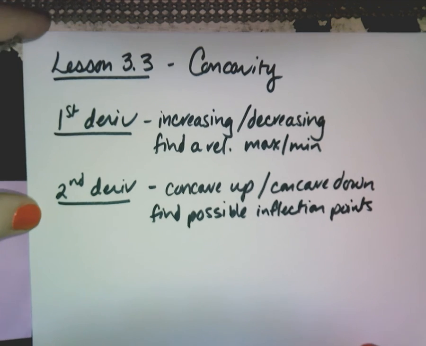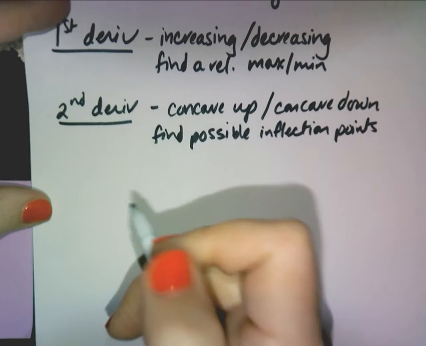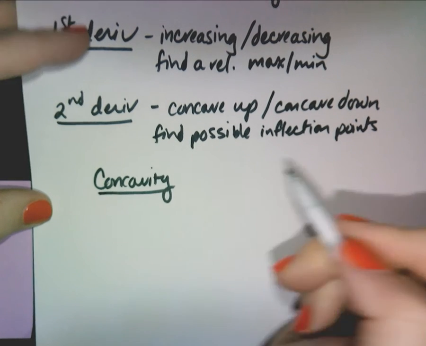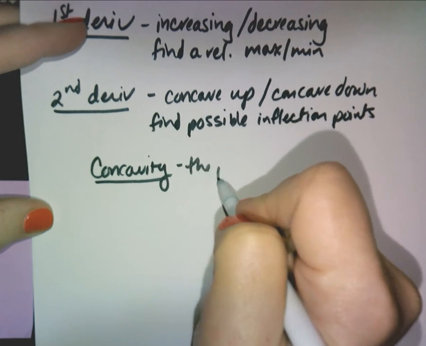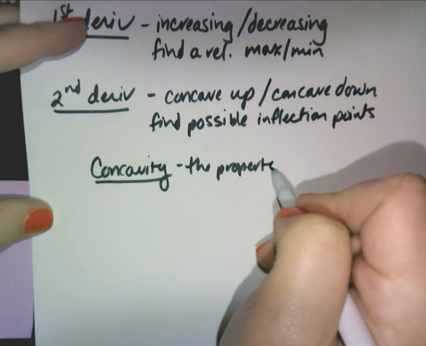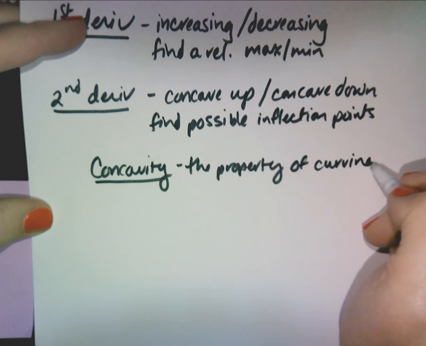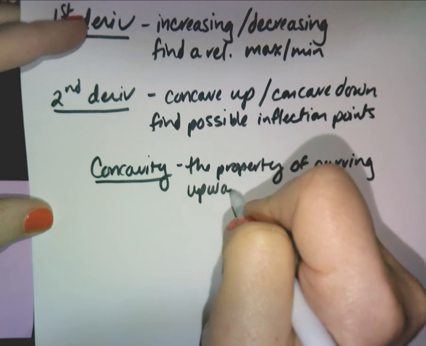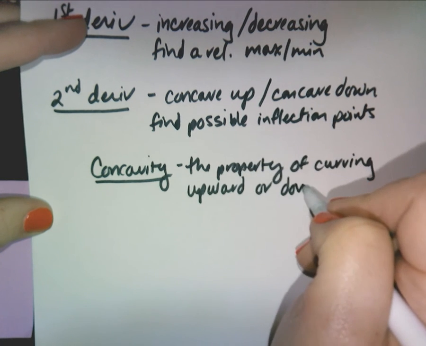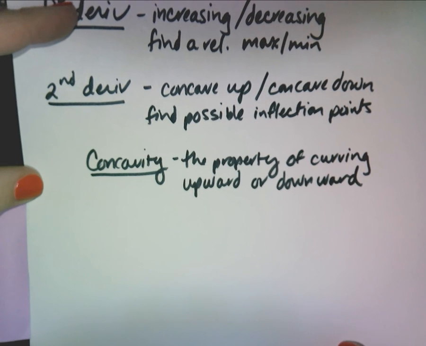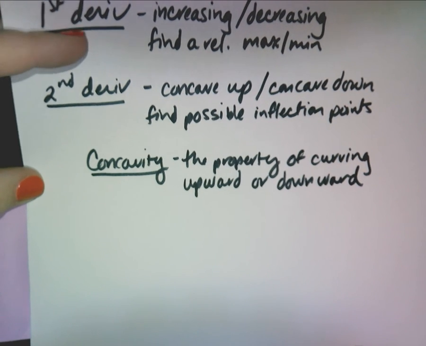All right, so let me explain what this idea of concavity means. Concavity is the property of curving upward or downward. The property of curving upward or downward.